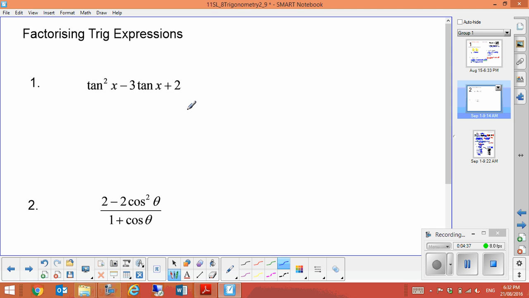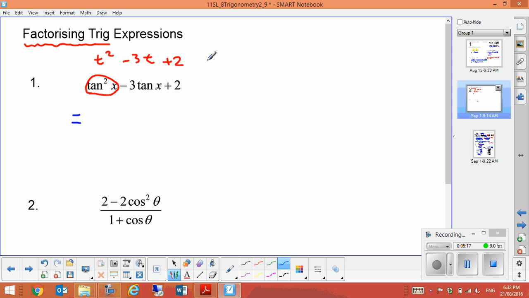Here's another one, tan squared x minus 3 tan x plus 2. What we want to do in this is factorize. So instead of expanding brackets, we want to see, can we factorize these? Think of your tan x as just one term that's being squared. So that could be t for tan: t squared minus 3t plus 2. Going back to your factorising of quadratics, now we're tying quadratics into trig.